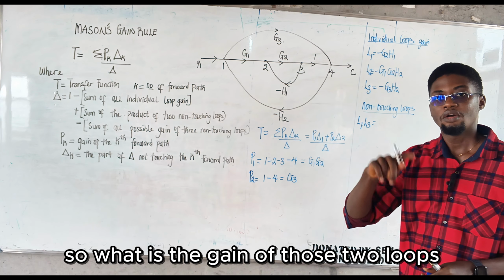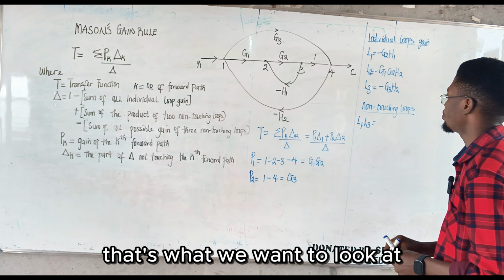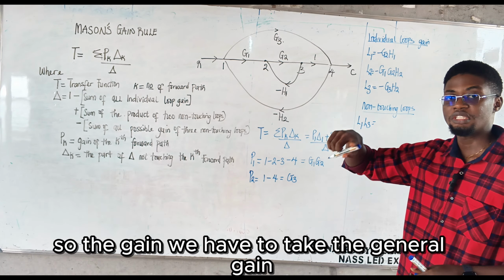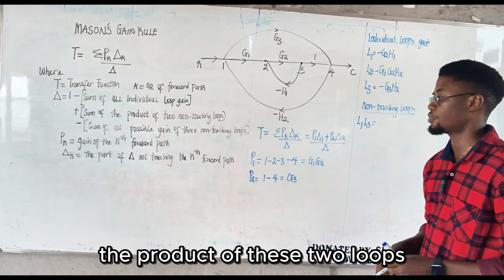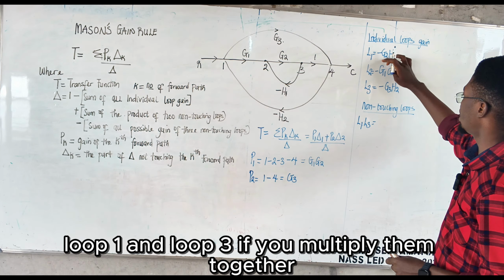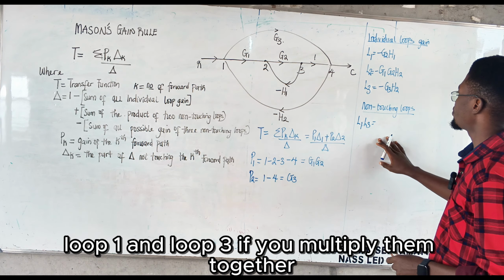So what is the gain of those two loops? That's what we want to look at. We have to take the general gain, the product of these two loops. So it is simply loop 1 and loop 3. If you multiply them together, what do you have?